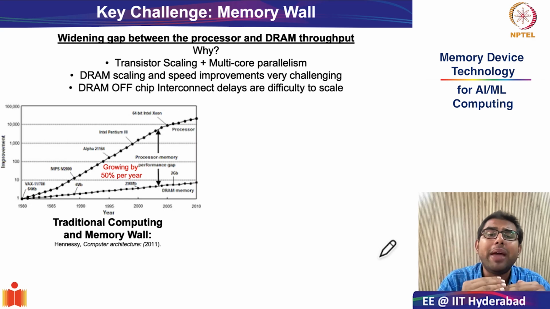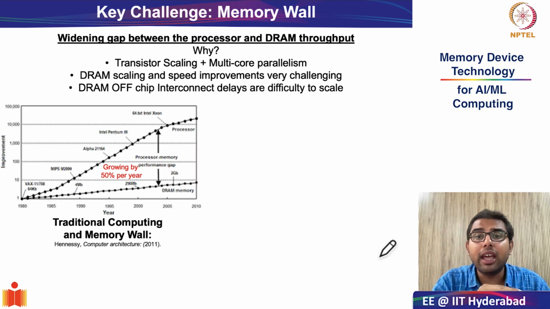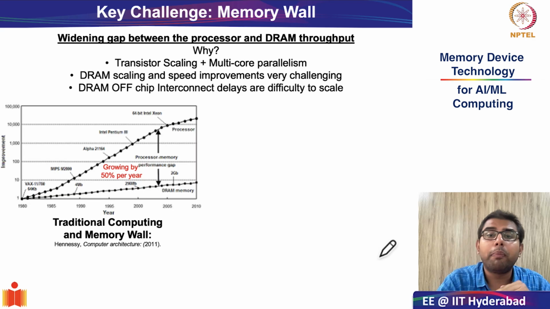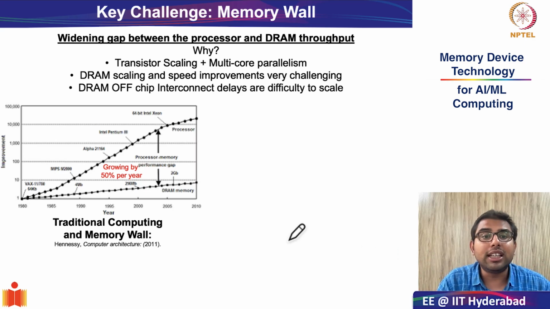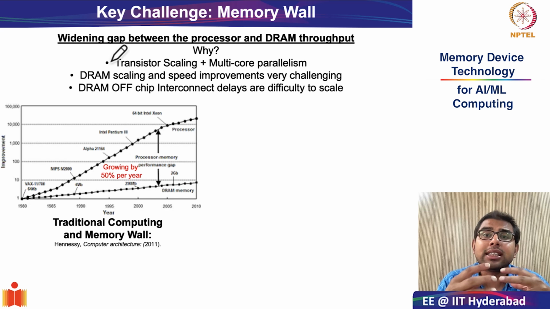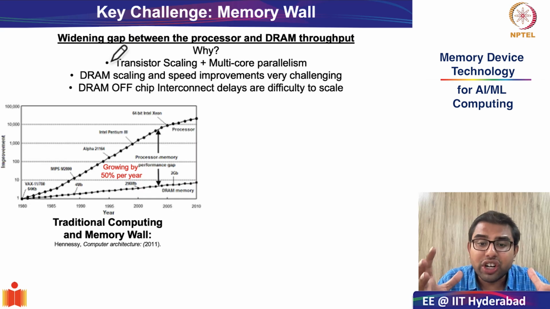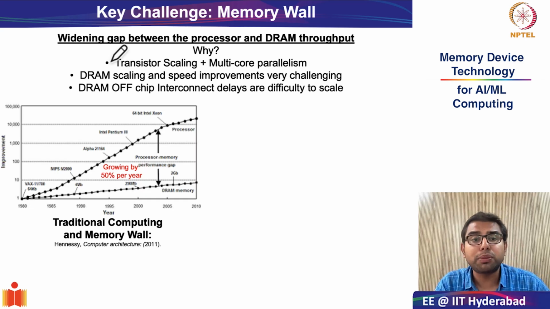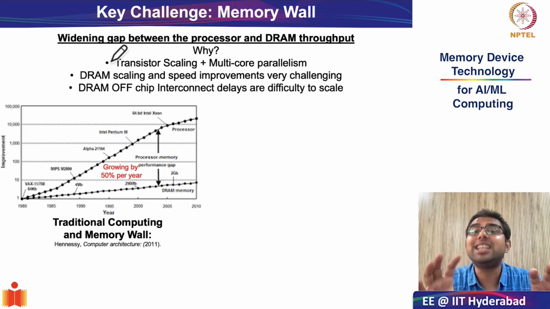So there is a big gap in the improvement of the processor subsystem and the main memory or DRAM subsystem. Why is this the case? This is because while transistor scaling has continued at a very rapid pace, the DRAM scaling, or the shrinking of the dimensional aspects of DRAM, has been very, very challenging.